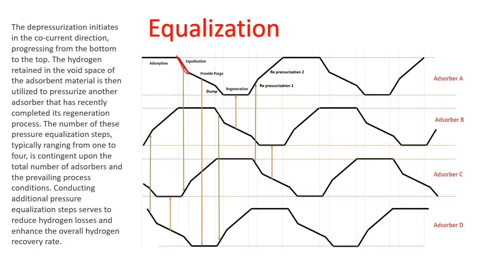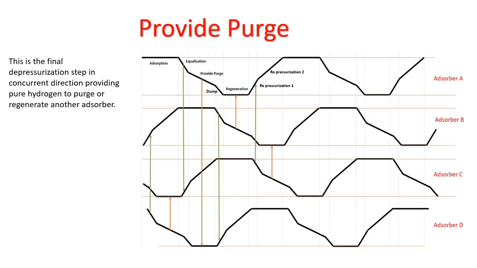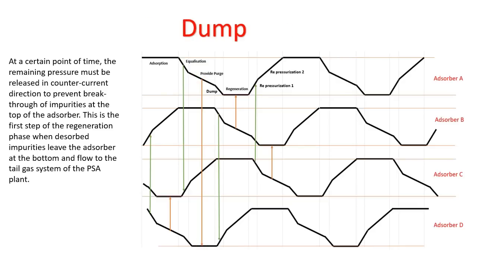So as you can see, in this particular case, in the equalization process from adsorber A, the pressure is getting released and the same pressure is utilized in adsorber C, which has just completed its regeneration step. The next step is provide purge. This is the final depressurization step in co-current direction, providing pure hydrogen to purge or regenerate another adsorber. In this case, you can see adsorber A is releasing the mixture, and this same purge is getting used in adsorber D for regeneration. The next step is dump.